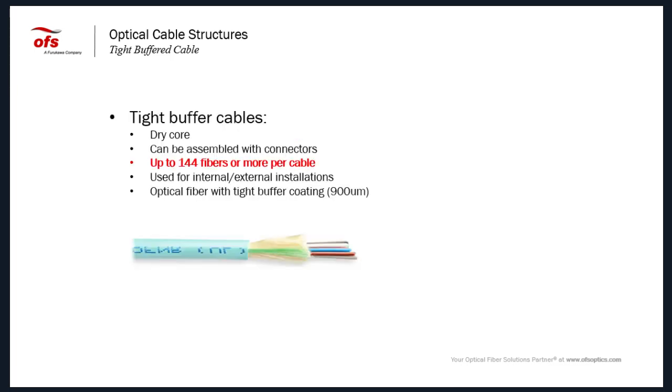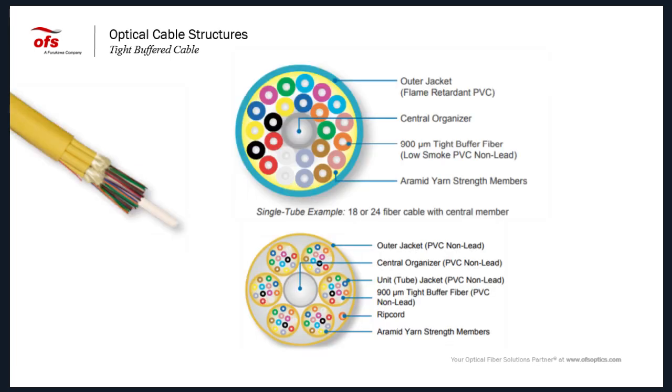Then there is the tight buffered cable. For this cable we use the 900 micron fiber instead of the 250 or the 200 micron. Those kinds of cable are used for transition from internal to external, or for internal use, like connections inside a data center. This is an example of how the 900 micron fibers are organized inside the cable. Either we can organize them around the central member like this, or we can put them inside tubes, and all those tubes are arranged around the central member. It depends on the design, but the fiber inside is 900 micron.